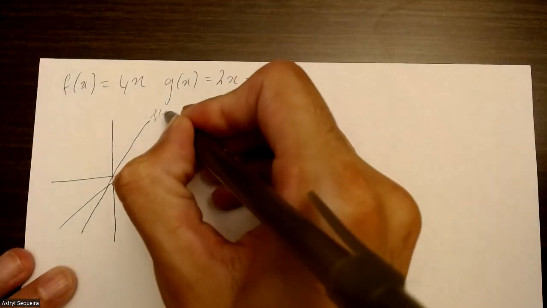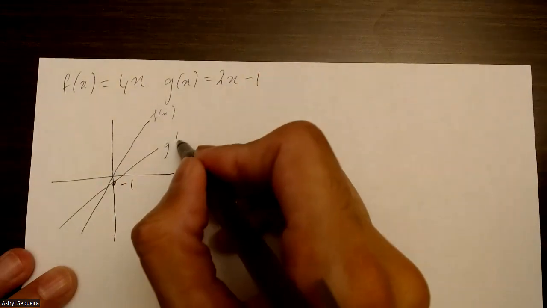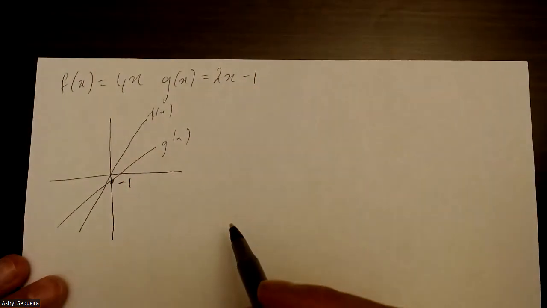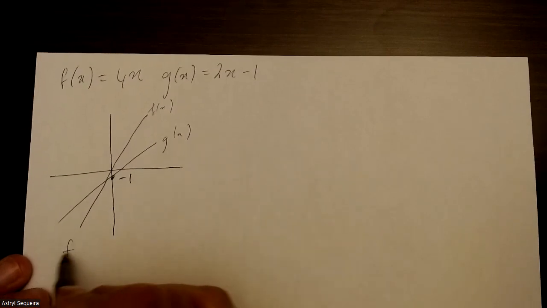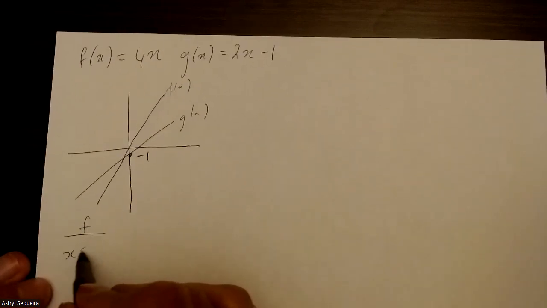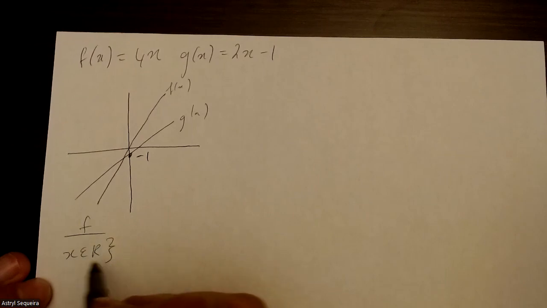That's f of x, and this is g of x. So the domain of these two functions is both x is all real numbers, because that's basically the domain for pretty much every linear function.